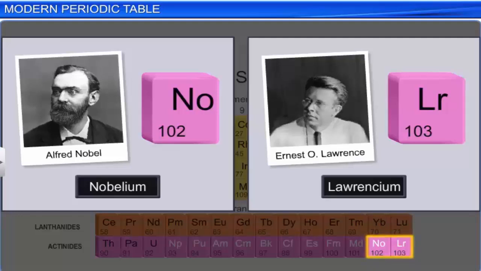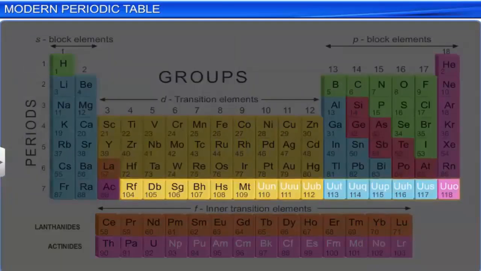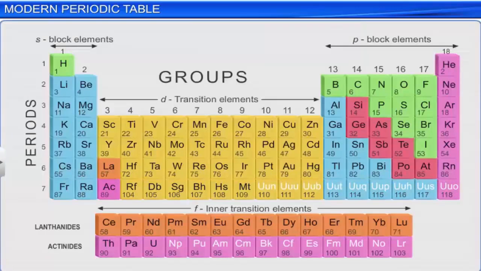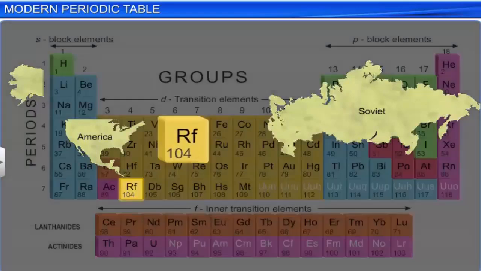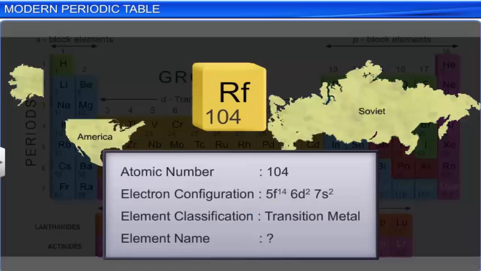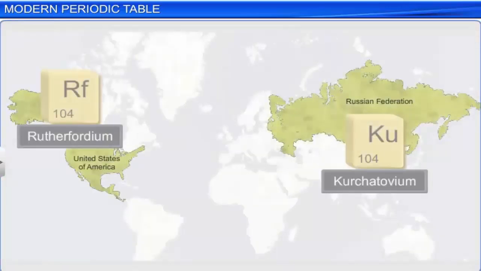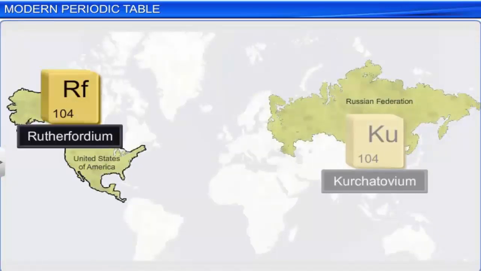However, for the elements with atomic number greater than 103, different groups began to claim credit for the discovery of the same element, causing naming controversies. For example, both American and Soviet scientists claimed credit for discovering element 104. The Americans named it Rutherfordium, whereas Soviets named it Kurchatovium.